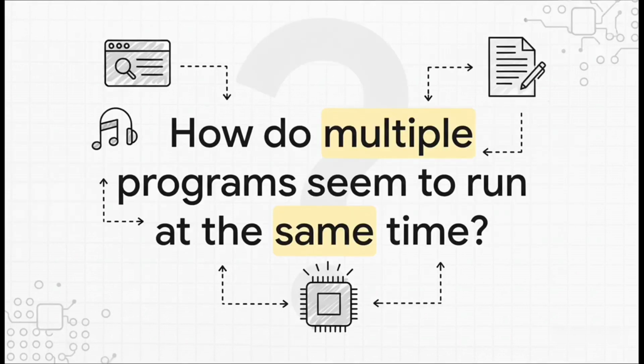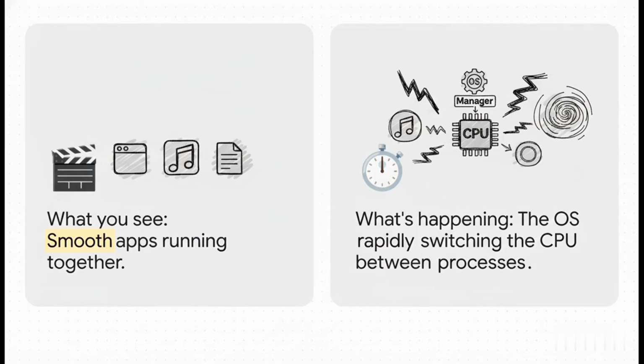Okay, but hold on. That brings up a pretty obvious question, right? If the CPU can only do one tiny thing at a time, how in the world can I have my browser open, listen to music, and type in a document all at the same time? It feels like they're all running at once. Well, the answer is, it's an illusion, a brilliant magic trick pulled off by our friend, the operating system.